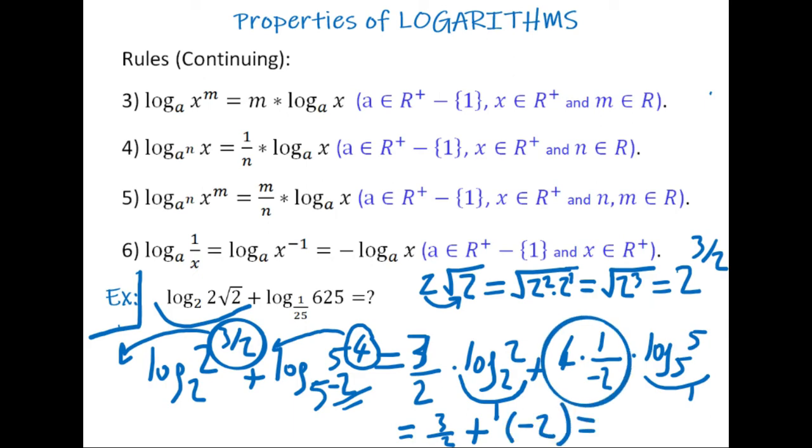I'm not writing logarithm 2 in base 2 and logarithm 5 in base 5, because we already said that these are 1. So the leftover is 3 over 2 minus 2, what is it? Negative 2 times 2 is 4. So it's going to be 3 minus 4 divided by 2, which is negative 1 divided by 2, guys. Let me write the final answer here, negative 1 divided by 2.